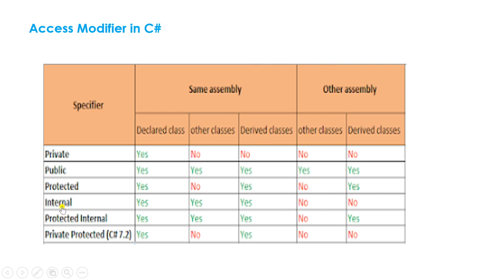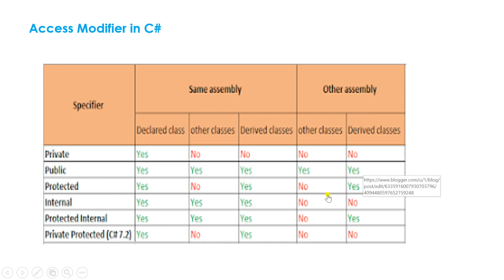Internal access modifier is accessible in the same assembly, right? And protected internal access modifier is accessible in the same assembly or a derived class in another assembly. So a new access modifier, private protected, was introduced in C# version 7.2. The private protected modifier is accessible in the same assembly, in the same class, or in a derived class. This private protected is not accessible in another assembly.